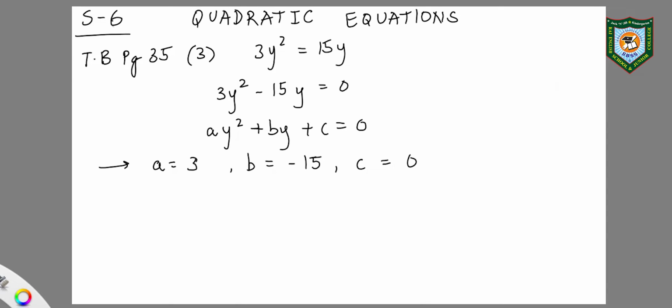So what we have to do is find a times c first, which comes out as 0, and my b value is minus 15. I need two factors whose product is 0, and whose sum must be minus 15. So there's no need to factorize this. All we have to do is write down minus 15 and 0 here. Minus 15 plus 0 comes out as minus 15, and minus 15 into 0 comes out as 0.